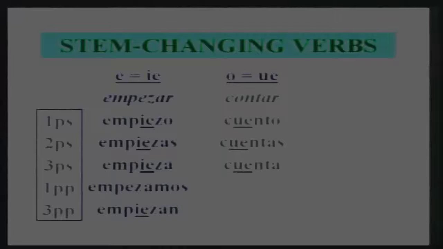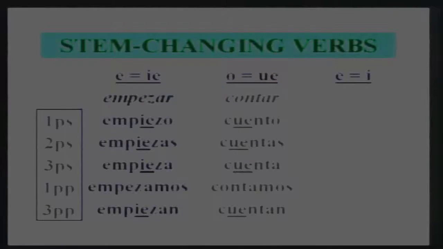Now, when we go to the first person plural, notice again that the O does not change. It's contamos, C-O-N-T-A-M-O-S. And then for the third person plural, cuentan, it does change. So again, the stem changing verbs will change in the first, second, and third person singular and in the third person plural. It remains the same in the first person plural.